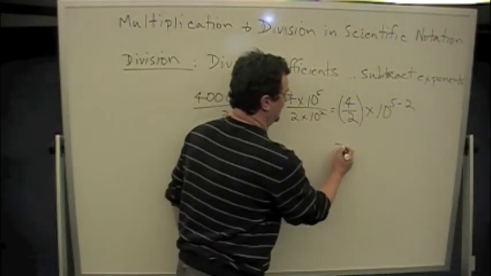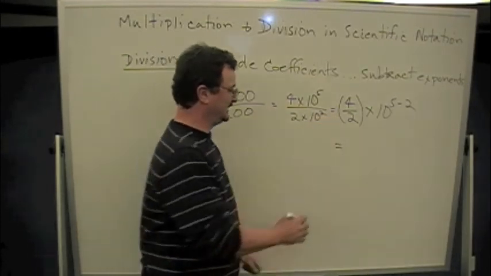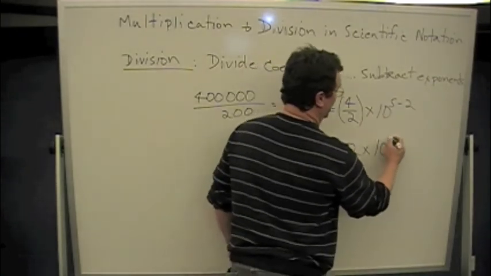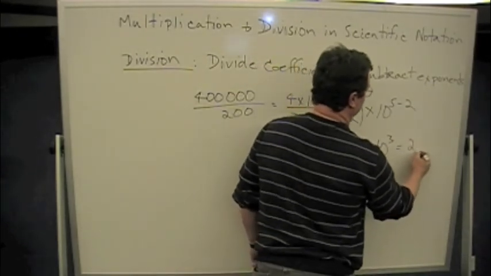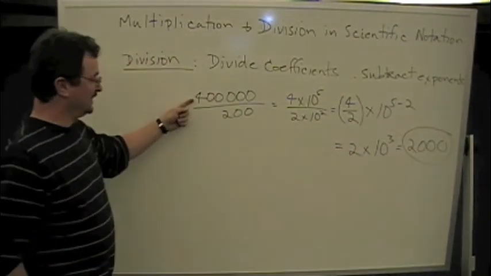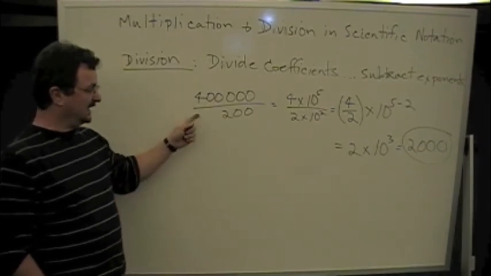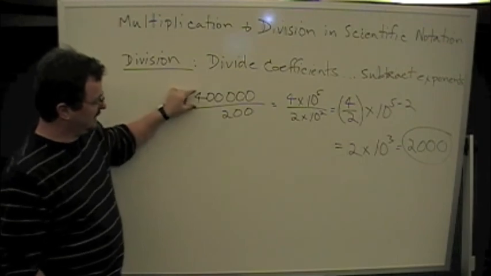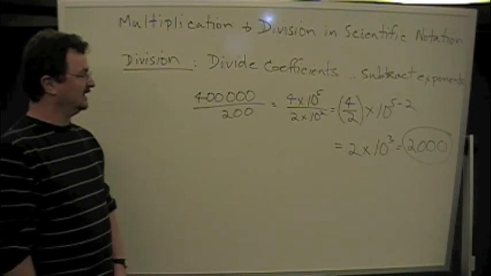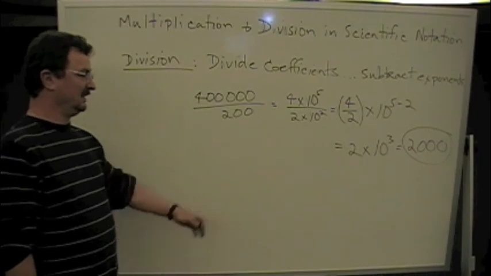Okay. So 4 divided by 2 is, and if you use your calculator, you should be ashamed, 2. Times 10 to the 5 minus 2 is 3. So the answer is 2,000. So 400,000 divided by 200 is 2,000. It's a very, very simple way of doing it. And once you get to other numbers, you can just use the first couple of digits for your coefficient, and you get a nice estimation of what the actual number is. So multiplication and division with scientific notation, very, very simple.